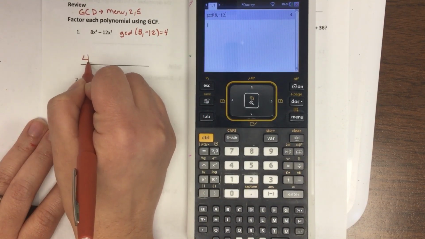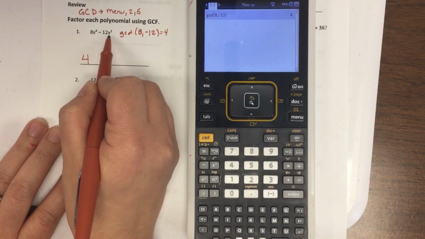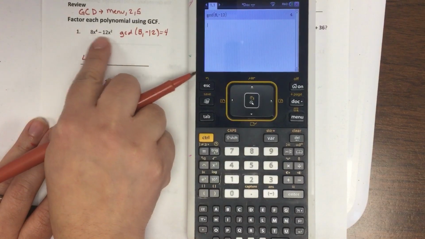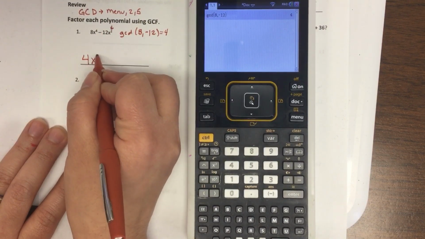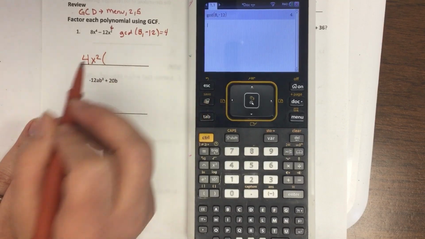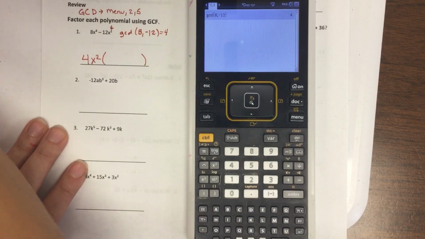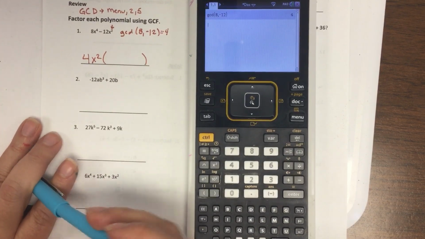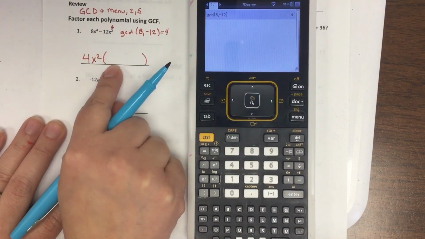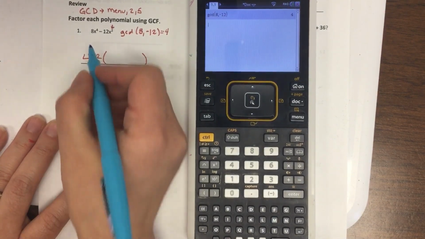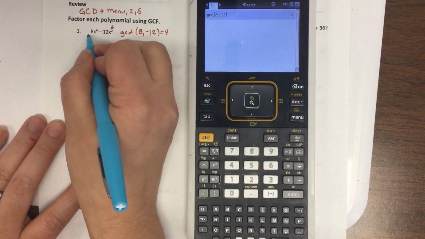So I have 4. And then between my variables, I see they both have an x. And then I want the one with the smallest power. So it's going to be x squared. That is my GCF or GCD, my greatest common factor. Because I'm factoring out that GCF, I need to figure out what goes left over. And the way we do that is by dividing. I'm going to divide each of these terms by my 4x squared.